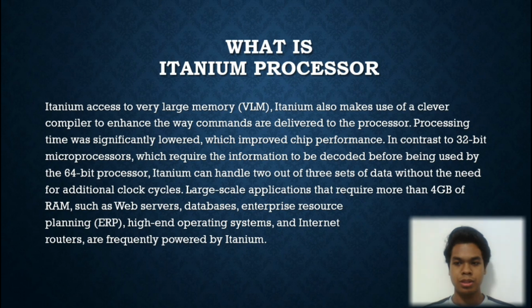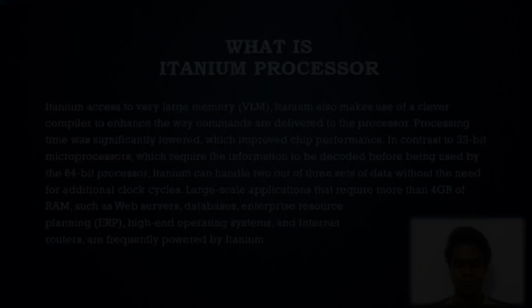In contrast to 32-bit microprocessors, which require the information to be decoded before being used by the 64-bit processor, Itanium can handle 2 out of 3 sets of data without the need for additional clock cycles. Large-scale applications that require more than 4 GB of RAM, such as web servers, databases, enterprise resource planning (ERP), high-end operating systems, and internet routers are frequently powered by Itanium.